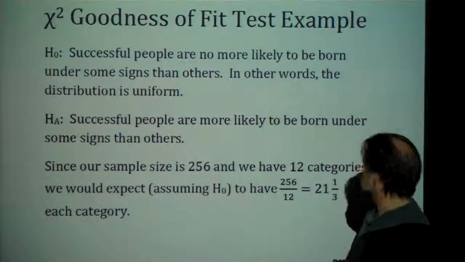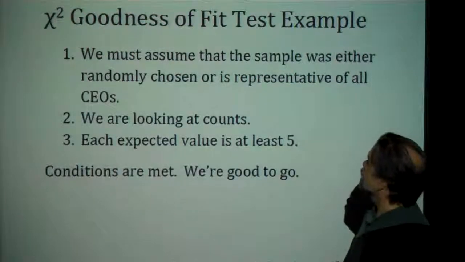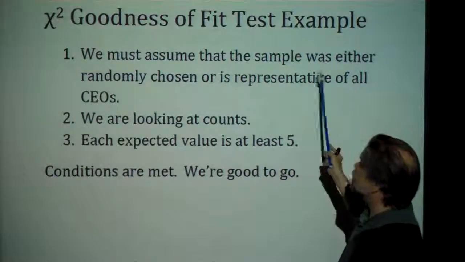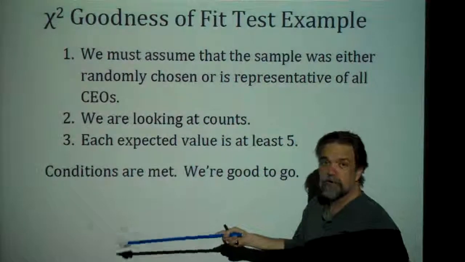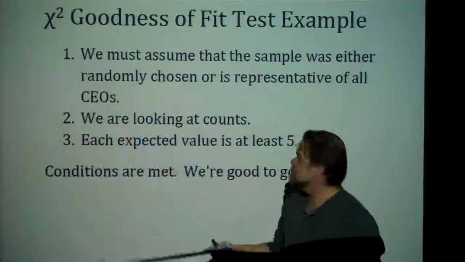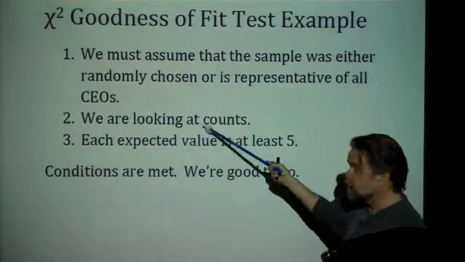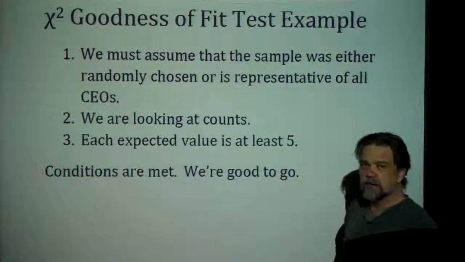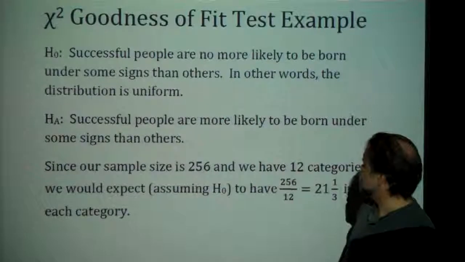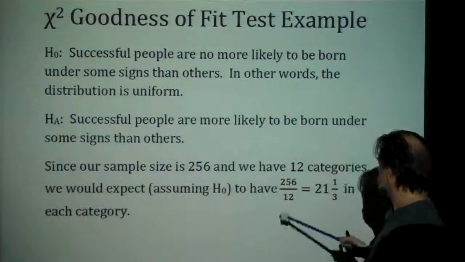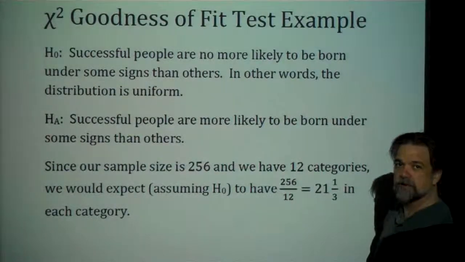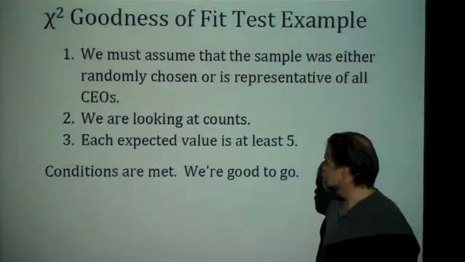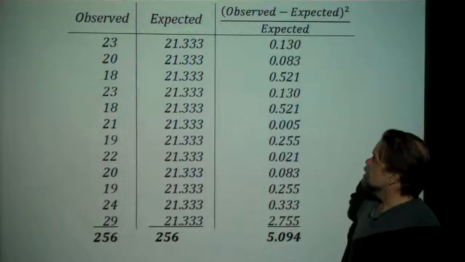So, let's see. Our conditions. We have to assume that the sample is randomly chosen or it's representative of all the CEOs, or actually of all successful people. We are looking at counts, that's a good thing. And each expected value is at least 5. Let's go back. What was our expected value again? Oh yeah, for every single one, the expected value was 21 and a third. That's more than 5, so that works. Okay? Conditions are met. Let's do it.